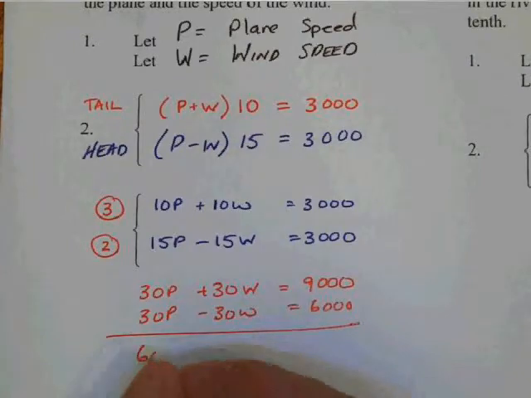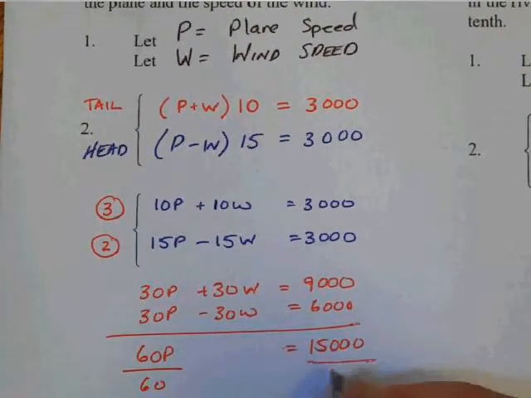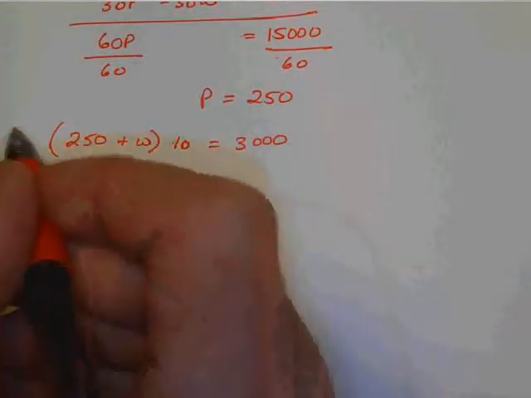We add these together and get 60P equals 15,000. We take out our calculators and we divide 15,000 by 60, and it turns out P is 250. We put this into our equation to try to work it out, and we say 250 plus W times 10 equals 3,000. So 2,500 plus 10W, sorry, I'm off the paper here. Review there. We put it back into our first equation.